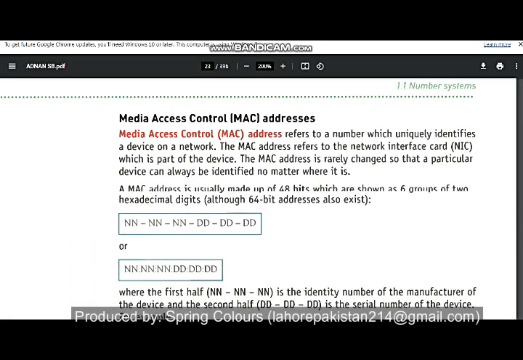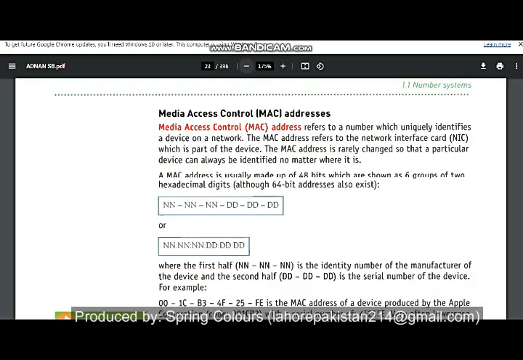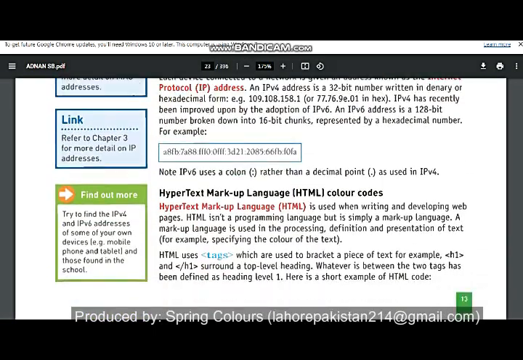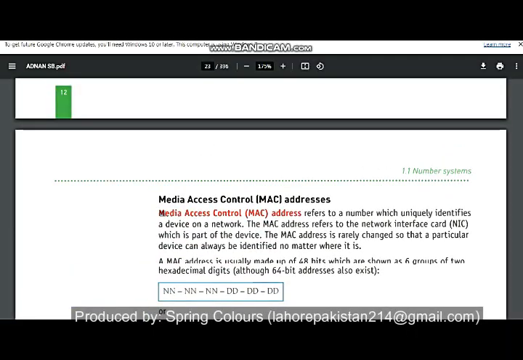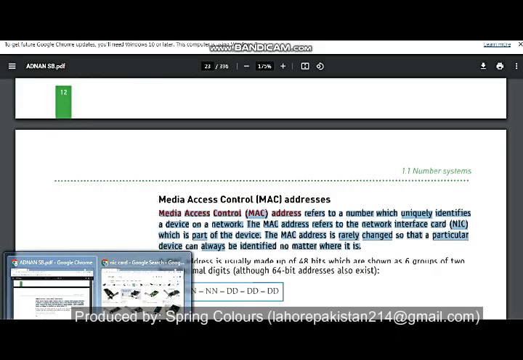So this is the definition of MAC address, which is given on page number 13 of your book. Media access control address refers to a number which uniquely identifies a device on the internet, and it refers to the network interface card which is part of the device. MAC address is rarely changed. So a particular device can be identified no matter what it is.